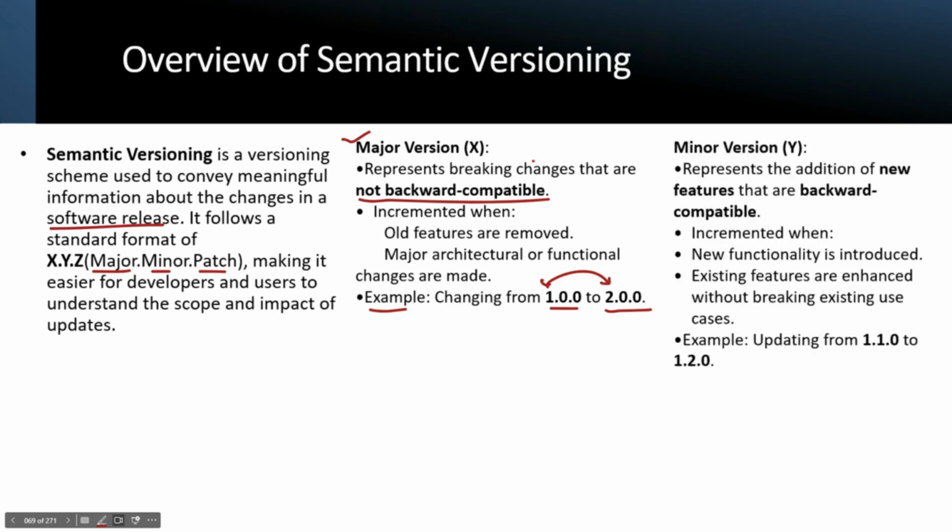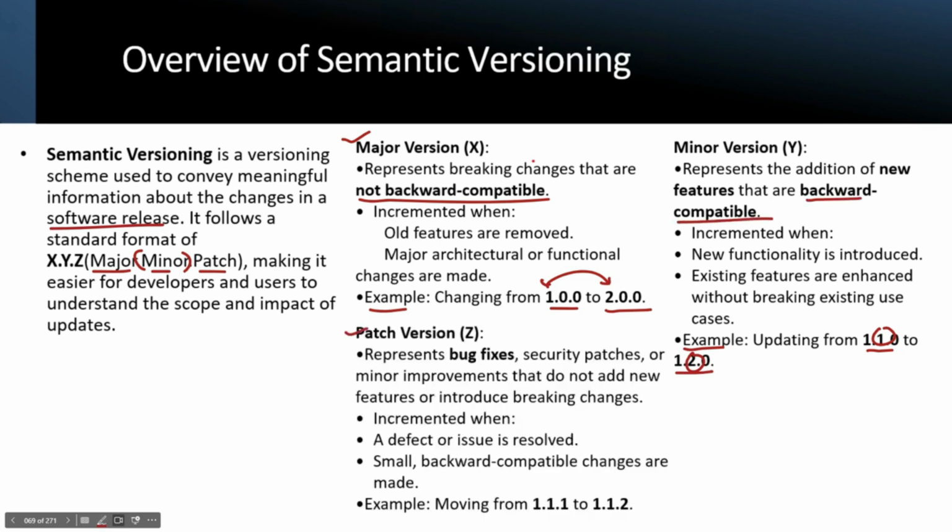Minor version represents the addition of new features that are backward compatible, incremented when new functionality is introduced or existing features are enhanced without breaking existing use cases. Example, updating from version 1.1.0 to version 1.2.0. So what is the exact meaning? Here we have updated the minor from 1 to 2. So this is a minor version case and it is backward compatible.